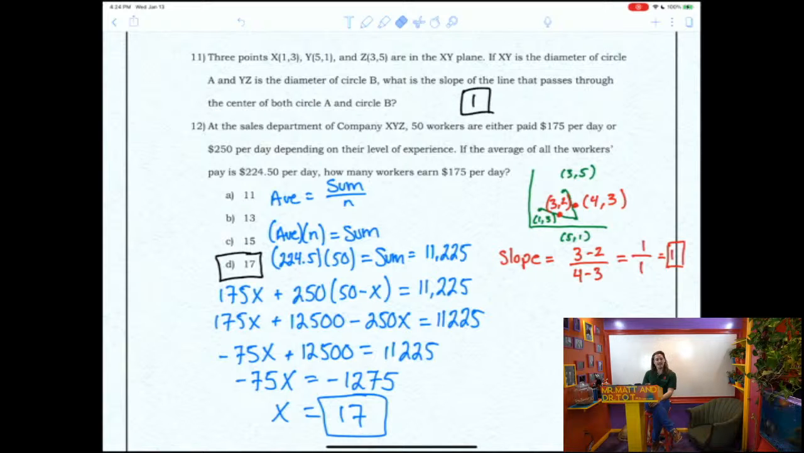Make sure that x is actually what they're asking you for. So they want to know how many workers earn $175 per day. We defined x to be the number of workers that earned $175. If it was the other class, we'd have to substitute it back into the expression that we used to represent the $175 workers. So always, always, always go back and check that the value that you solved for x represents what the question is actually asking you.